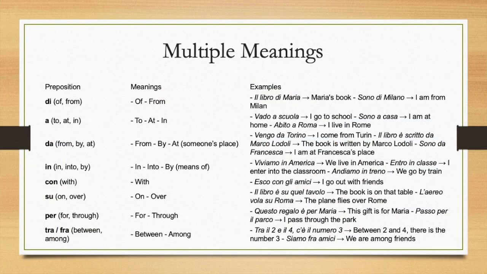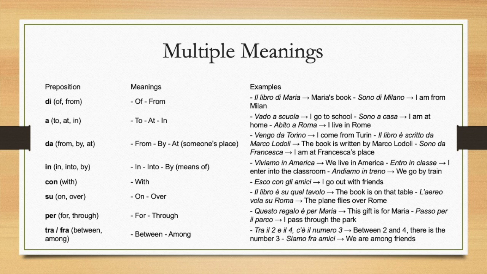This table summarizes the simple prepositions, their main meaning, and examples in real sentences. Each preposition can cover more than one function. For instance, a may indicate direction, vado a scuola, location, sono a casa, or even city of residence, abito a Roma. Similarly, da expresses origin, vengo da Torino, I'm coming from Turin, maybe by train.